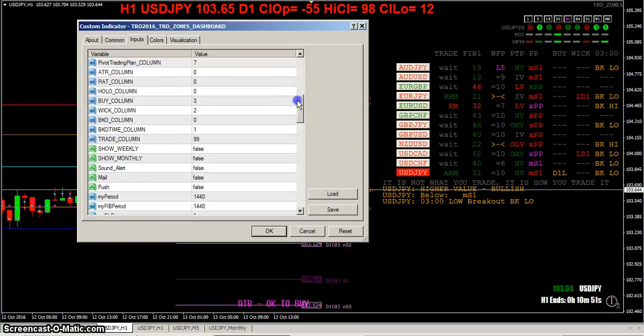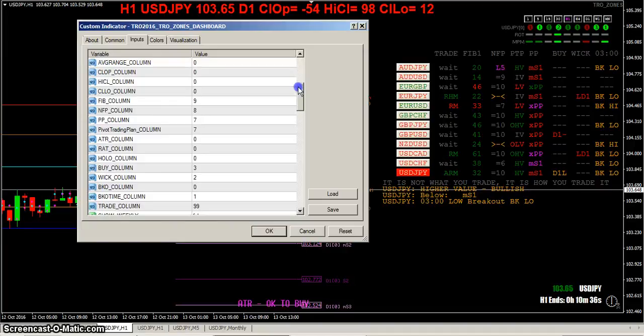Okay, now the other thing is the trade column. If you turn this on, in other words, any number other than 0, you can even put in a -1 or -99, it's always going to be here. There's a reason for that. What has to happen is, for the trade column to get its information, these other columns have to have been run. And I don't want to run the calculations twice.